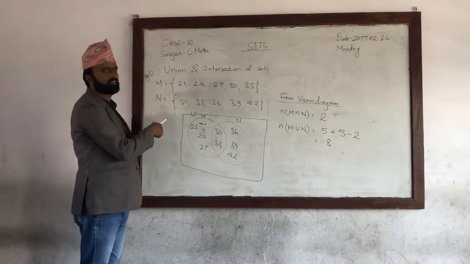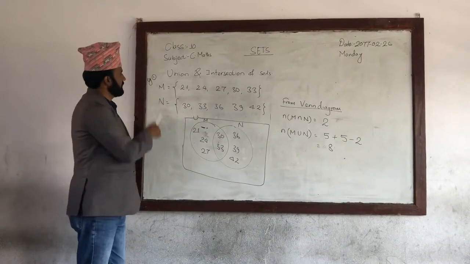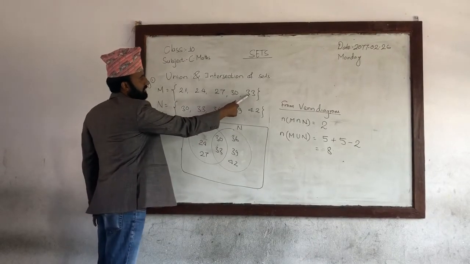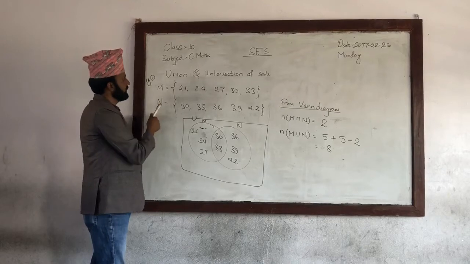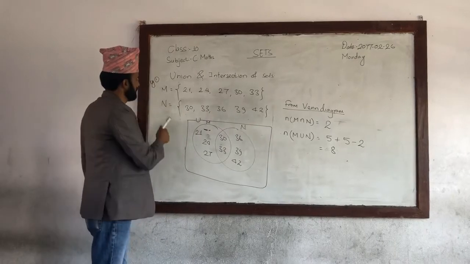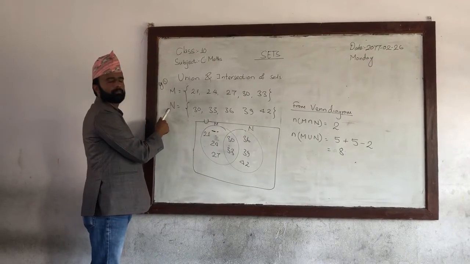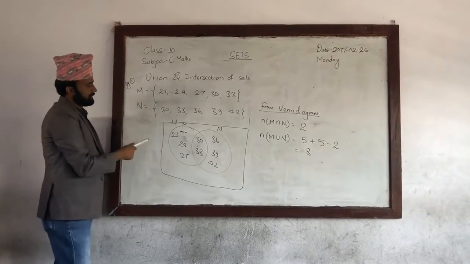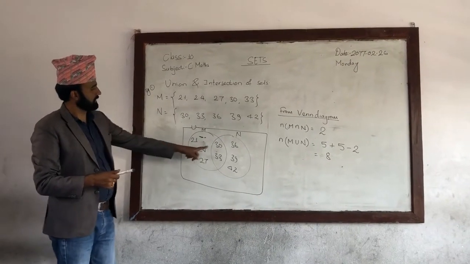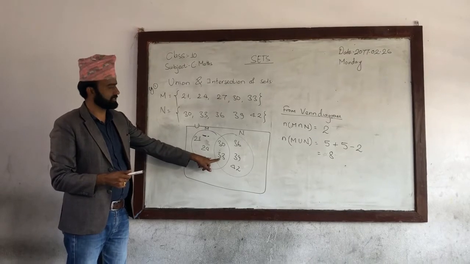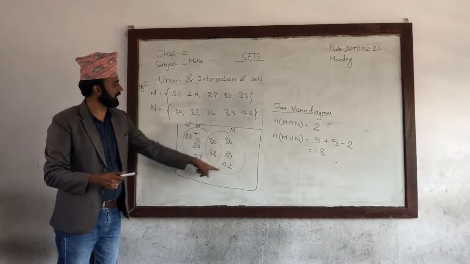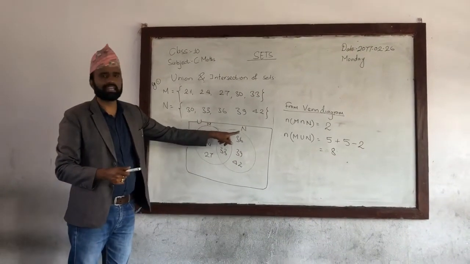The two sets are overlapping now. Set M contains elements 21, 24, 27, 30, 33, so n(M) equals 5. Set N has 30, 33, 36, 39, 42, so n(N) equals 5 elements. Okay, this Venn diagram represents this: 30, 33 is the intersection of the two sets, and this is M and N containing n(M union N).